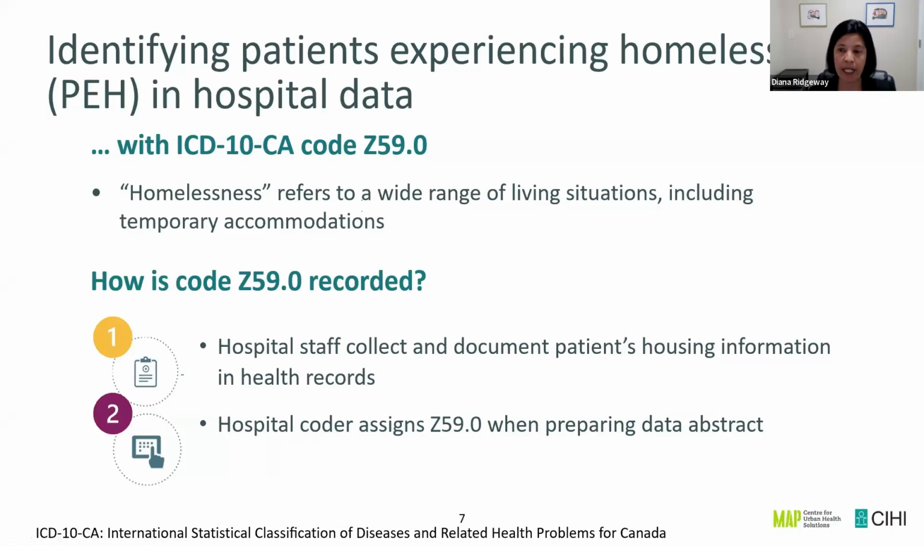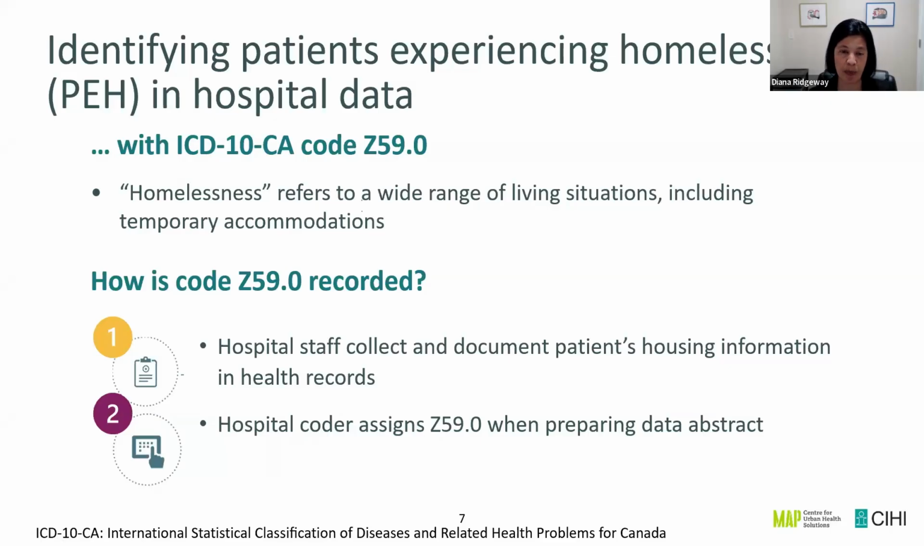Now I'd like to talk about identifying patients experiencing homelessness in hospital data. In hospital data, we use the ICD-10-CA code Z59.0, referring to homelessness. The ICD-10-CA is a classification system that was developed by the World Health Organization, and CIHI has a major role in enhancing it for Canadian data needs.